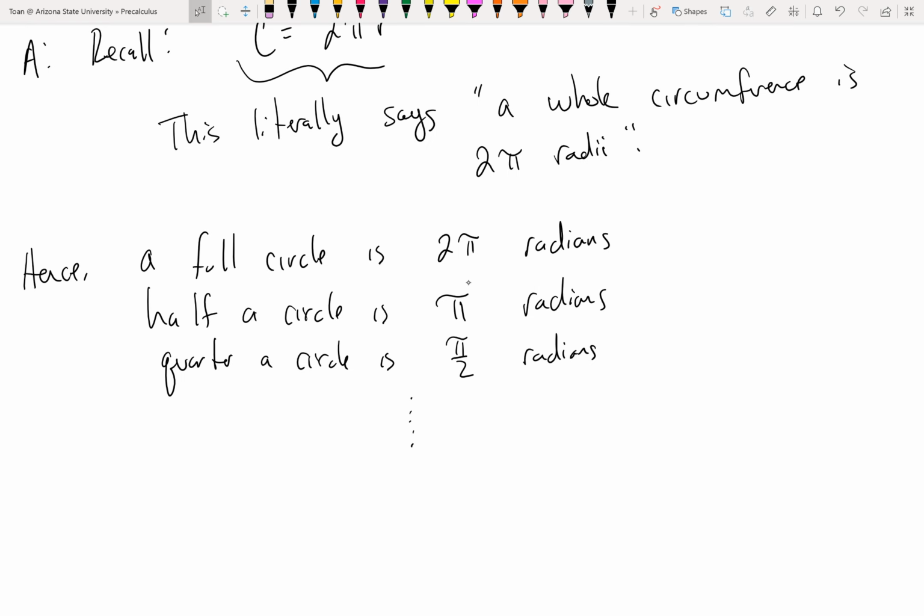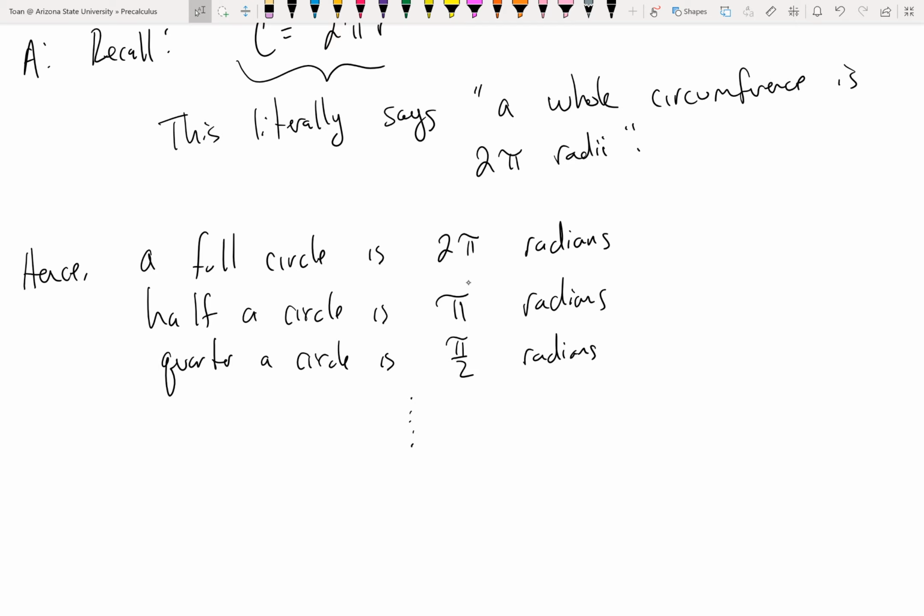We can't say degrees are better or radians are better. It's not competing with degrees. It's just another way of representing the same thing, angle measurement. It's like using feet instead of meters, or yards instead of centimeters. So it's just a different way of measuring.